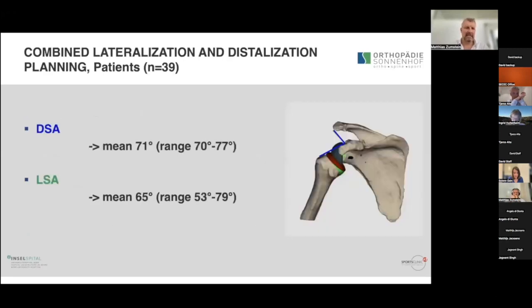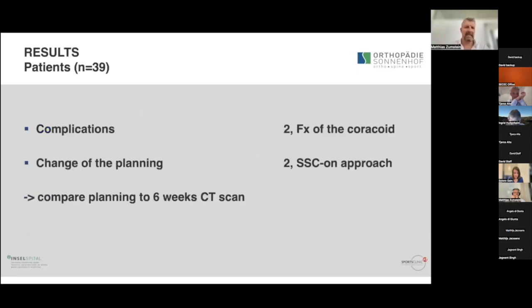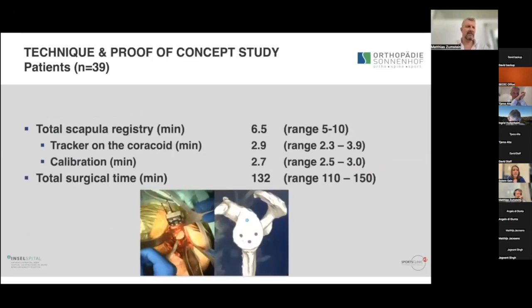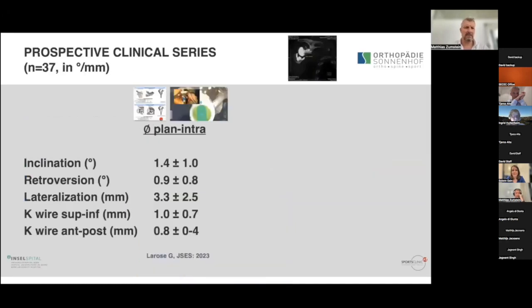The DSA was 71 and the LSA was 65 preoperatively planned, and we had 2 complications, 2 fractures of the coracoid. Twice we had to change the program to a subscap arm approach. The total registry time was 6.5 minutes, 3 minutes for coracoid tracker replacement and 3 minutes for calibration, and the total surgical time was 2 hours. If we now look at the radiographic data, we show that the inclination from planned to intraoperative changed not that much.